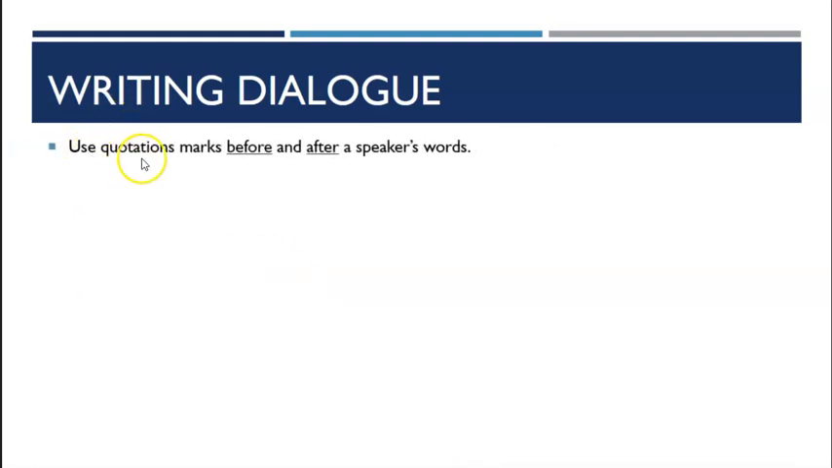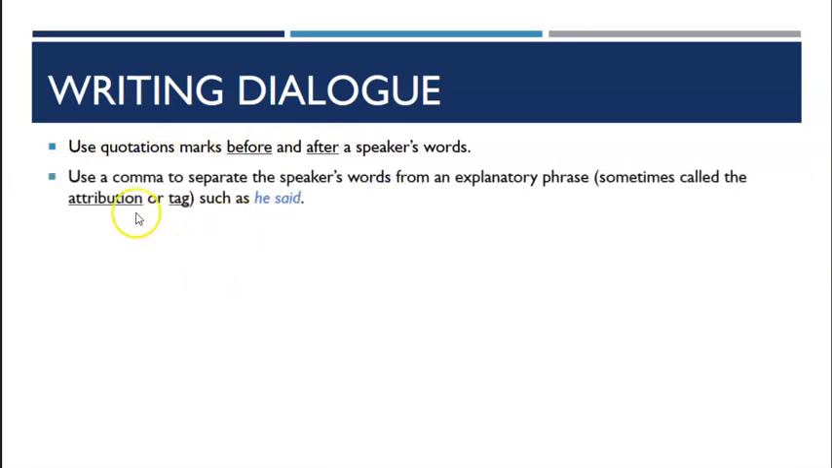So you want to use quotation marks before and after the words of the speaker. We're going to use a comma to separate those words from our explanatory phrase, which is also called the attribution, because we're attributing it to a character, or the tag, as I said in the previous slide. And those are the phrases at the most basic level that would be something like he said.